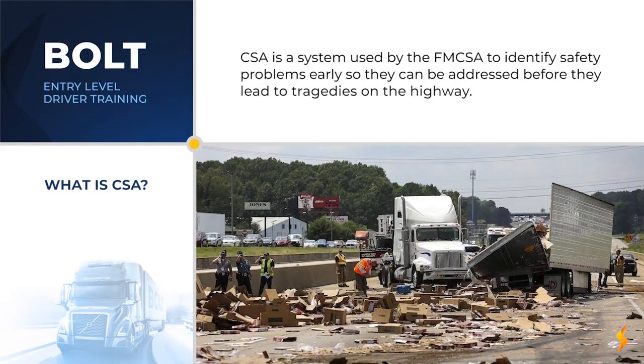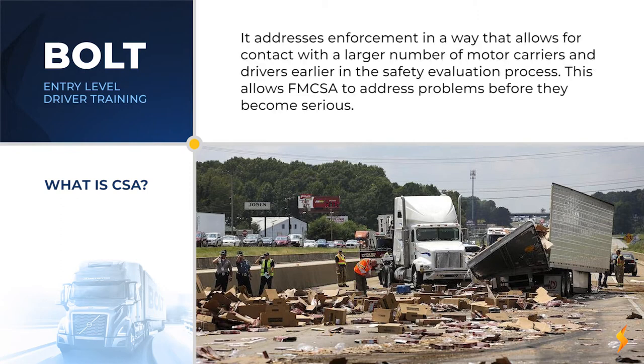Simply put, CSA is a system used by the FMCSA to identify safety problems early, so they can be addressed before they lead to tragedies on the highway. It addresses enforcement in a way that allows for contact with a larger number of motor carriers and drivers earlier in the safety evaluation process. This allows FMCSA to address problems before they become serious.